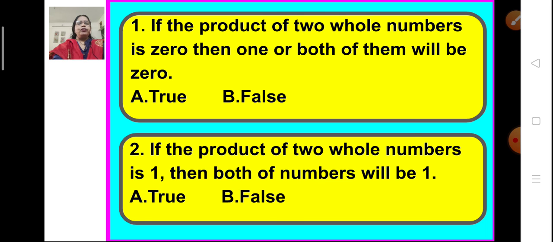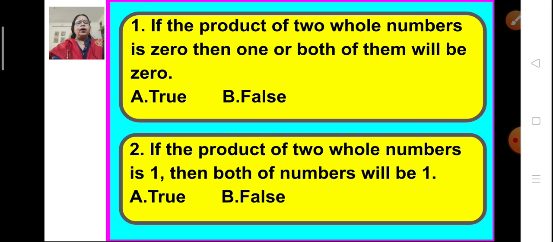Now here we have a few more questions. If the product of two whole numbers is 0, then one or both of them will be 0. Is it true or false? Find out. Okay, this is based on the property of 0.